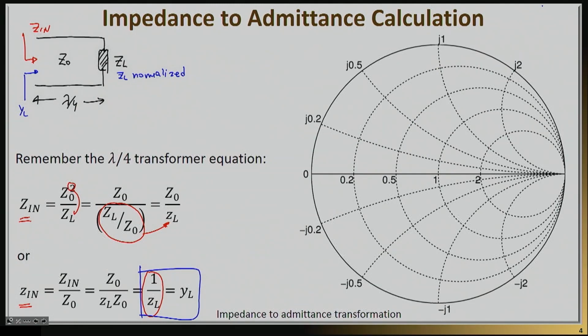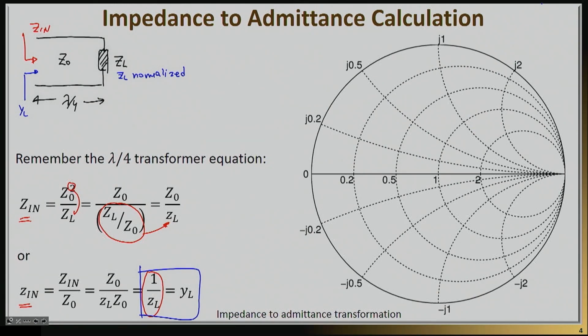And so, as we know, a rotation on the Smith chart of lambda by 4 is equal to 180 degrees. So if I consider any load on the Smith chart, then I am able to calculate the admittance simply by taking the antipodal point of this load.